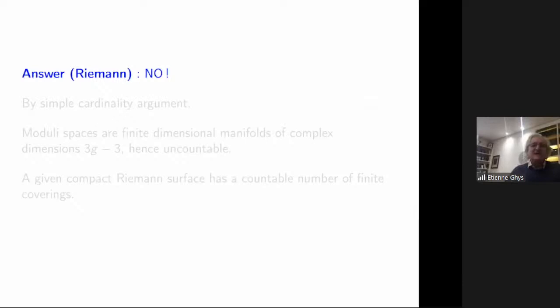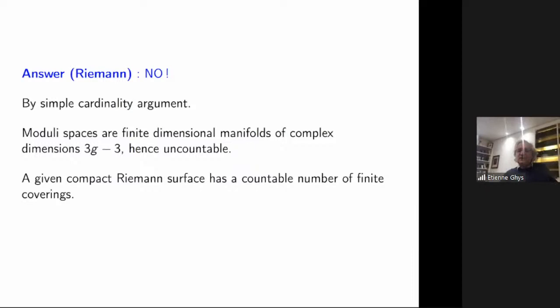Just count. Riemann knew, and this is one of the main contributions of Riemann, that if you take the space of Riemann surfaces on a given topological surface of genus G, they depend on 3G minus 3 moduli. So the moduli space is a finite dimensional complex manifold of dimension 3G minus 3, and hence is uncountable. So this is more or less what Riemann knew and showed. However, if you pick a given Riemann surface, well, it has a countable number of finite coverings. Therefore, there is no hope that you can find even for two Riemann surfaces a common unbranched cover for both of them. So the answer is no, there is no hope. And indeed, if you read Riemann, you see that he says that explicitly. Okay, so this is very easy.